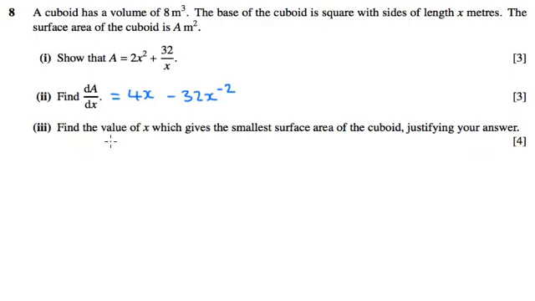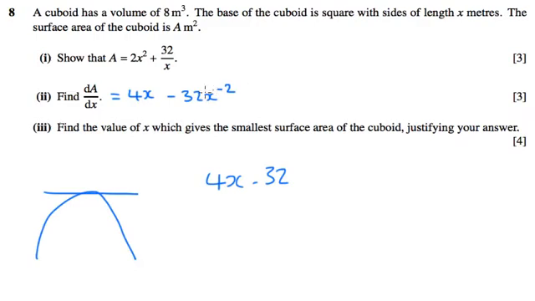Okay, so for part 3 then, it asks us to find the value of x that gives the smallest surface area of the cuboid. We'll get the smallest surface area of the cuboid at a stationary point, at a minimum point. So we need to look for when this gradient is equal to 0. So I'm going to set it equal to 0.